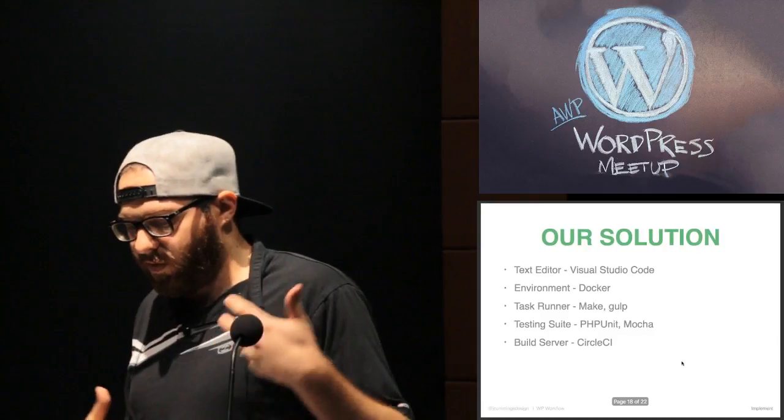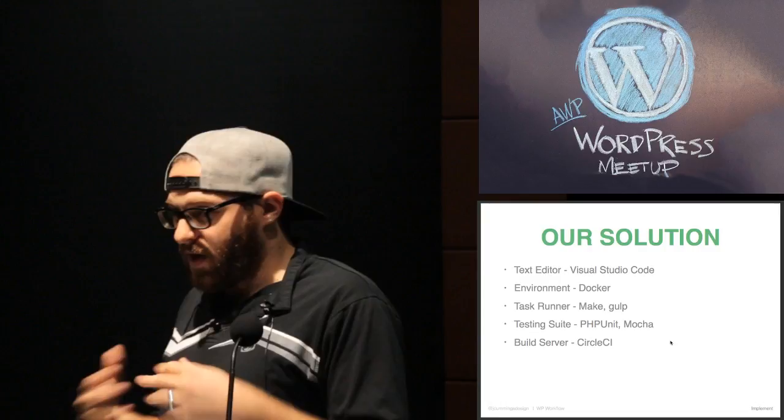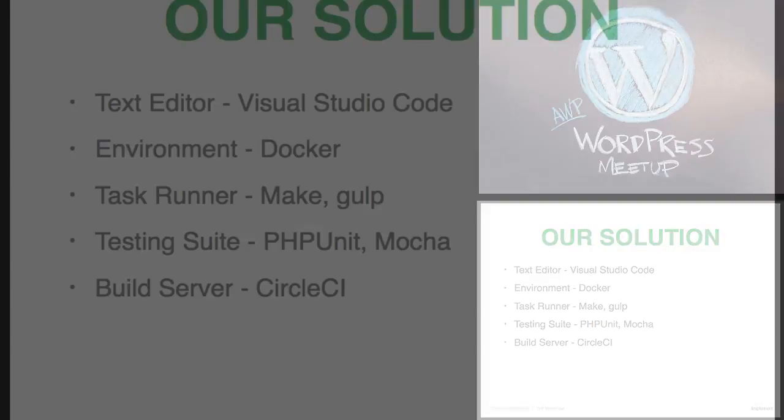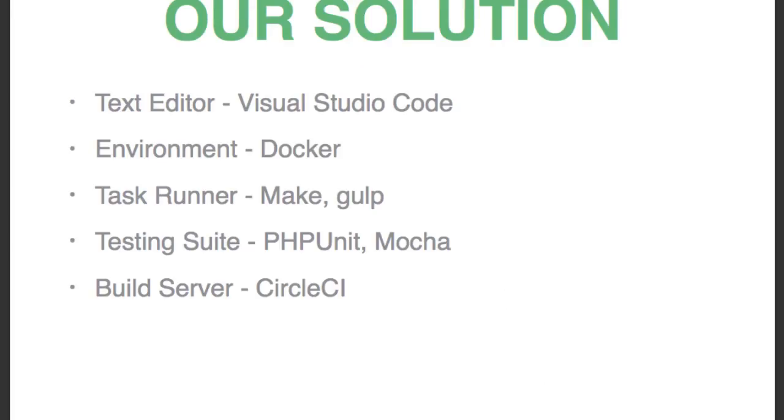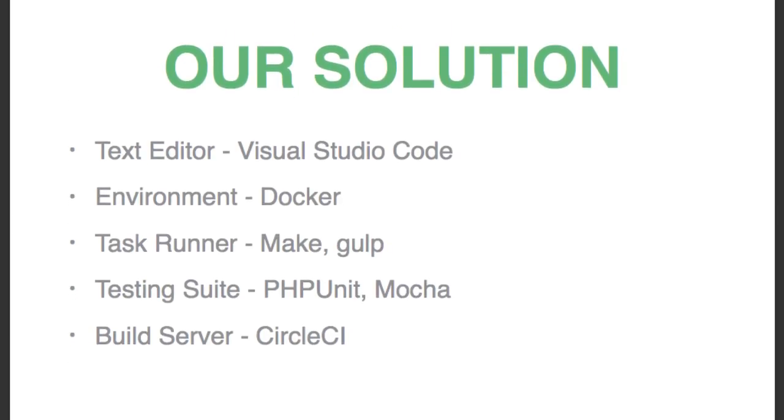which are, I use Visual Studio Code. We run WordPress inside of Docker. We use Gulp, but we also use Make, which I'm going to talk about really quickly, and I'm a huge Bash shell scripting nerd, so I really like Make, and I think it can do a lot of really powerful things. I'll just show you a couple things that I use. And then we use PHPUnit and Mocha. So we use PHPUnit for PHP, obviously, our unit tests, and Mocha for our JavaScript unit tests. And then we run everything through Circle CI.